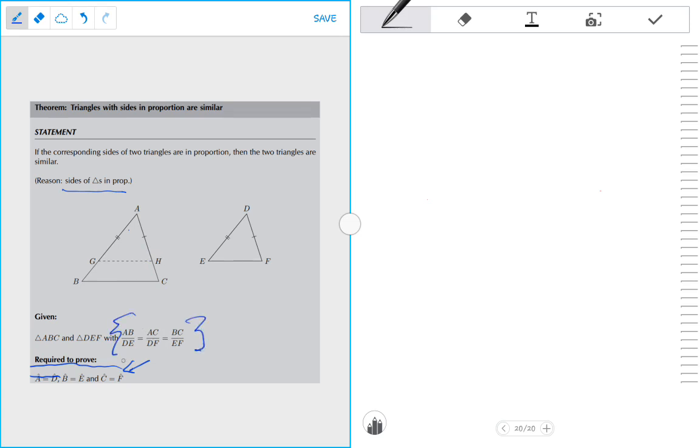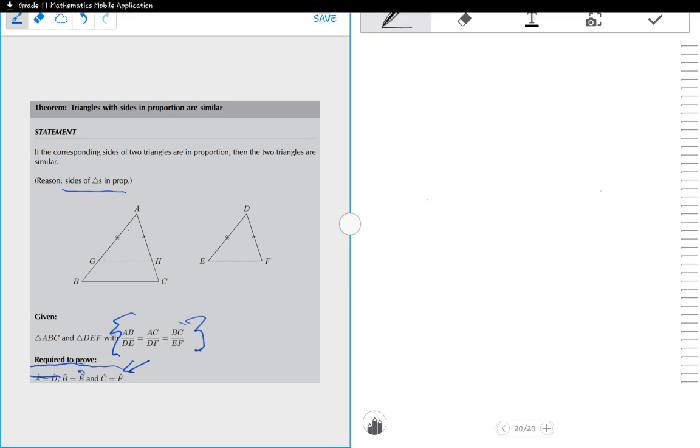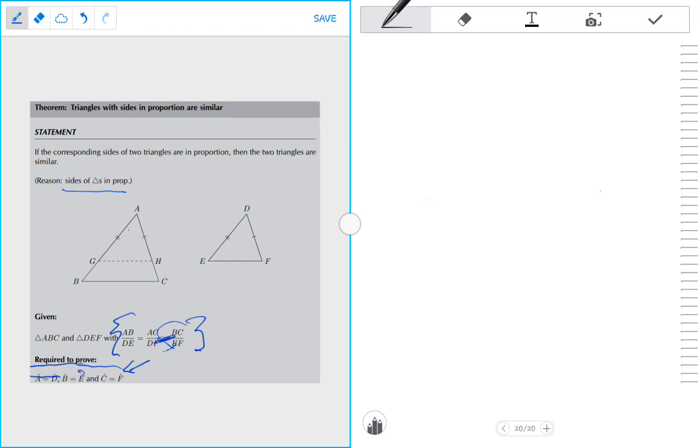It should be easier playing around with this, because if you are able to prove that these are equal, using what you are given, it will be easy for you to prove these two. So sometimes you're going to be asked to prove this, sometimes you're going to be asked to prove the angles.